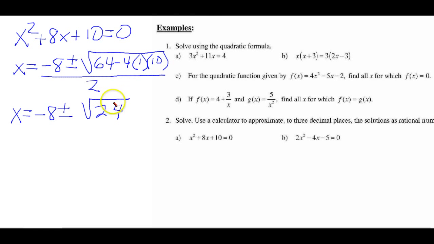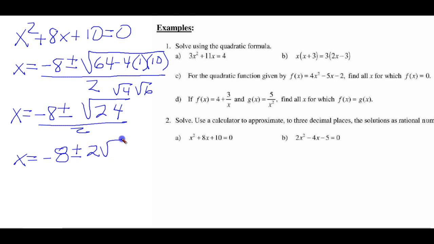Now, we had said in an earlier lesson, what is the square root of 24? Well, it was the square root of 4 times the square root of 6. And what did we say the square root of 4 is? 2. So our top is going to be, and that's all over 2, x equals negative 8 plus or minus 2 the square root of 6, all over 2.